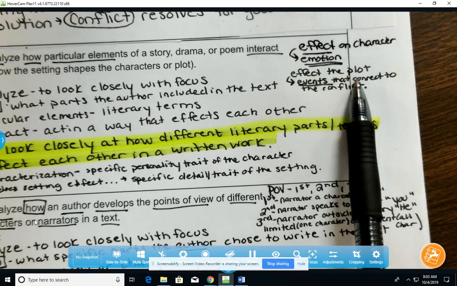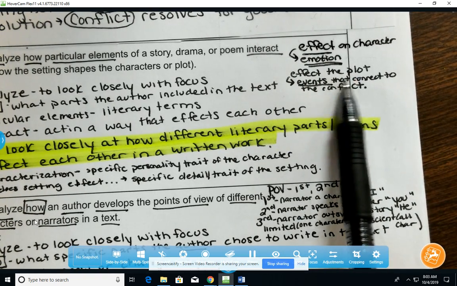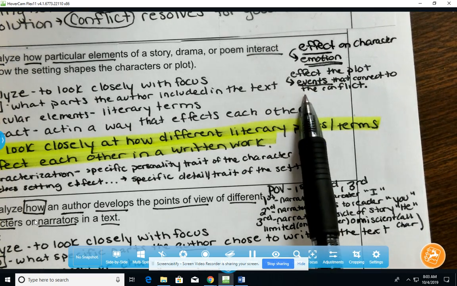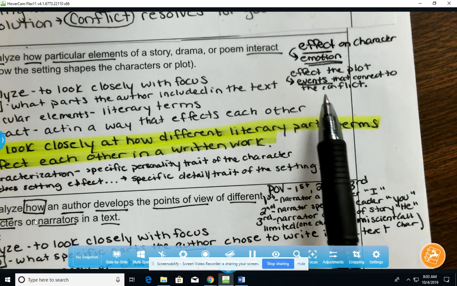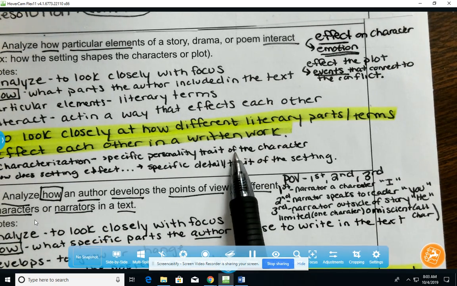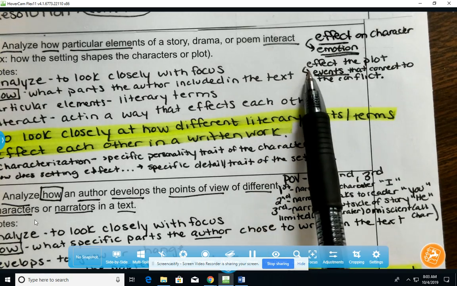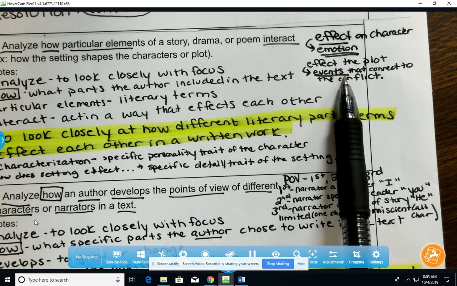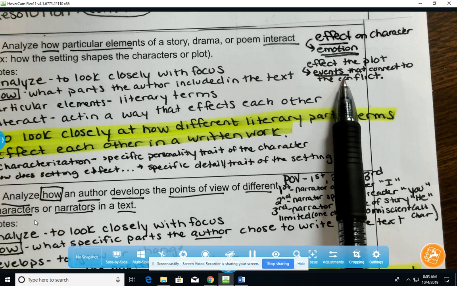When you're asked about the effect on the plot, we need to focus on putting into words an event that connects to the conflict. So we're looking for a character trait that in fact creates an effect or influences a specific event that is tying into the main conflict of the piece. And we're going to look at that in phase 2.